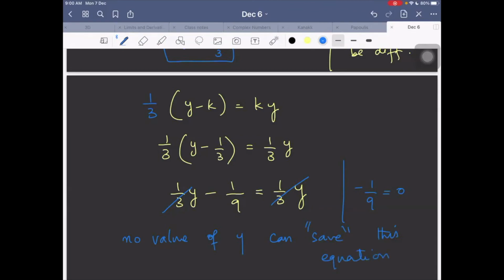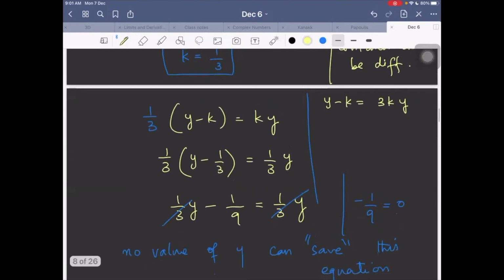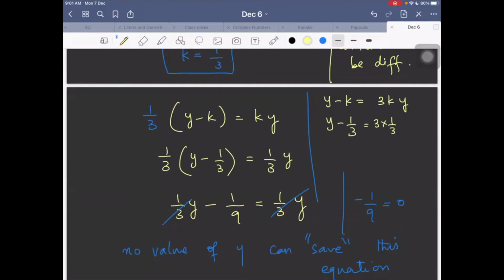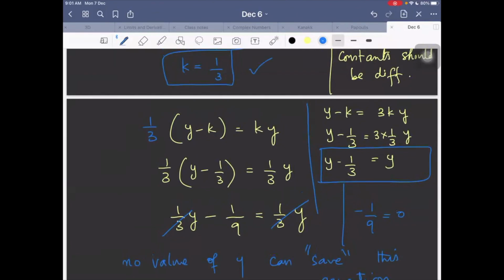Or you could have taken 3 to the other side. You have y minus k is equal to 3ky. Now you substitute the value of k. So y minus 1 by 3 is equal to 3 into 1 by 3y, which is y. So we have y minus 1 by 3 is equal to y. Again you see that y on both sides gets cancelled off, and you're left with minus 1 by 3 is equal to 0. So our answer is indeed right.